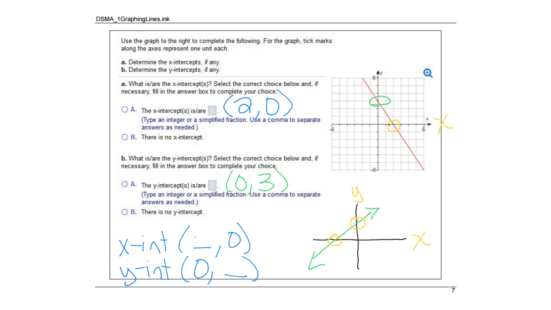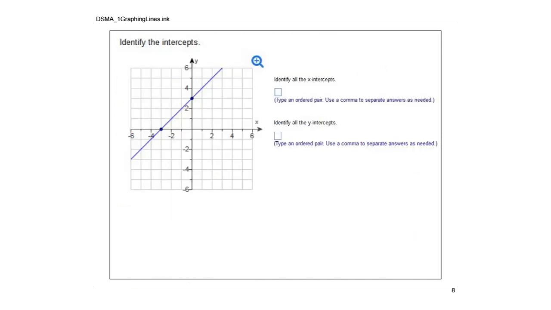Okay, so always with x-intercept and y-intercept, with the x-intercept, the y is equal to 0. With the y-intercept, the x is equal to 0.